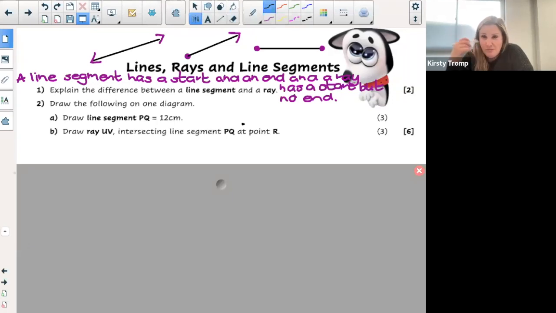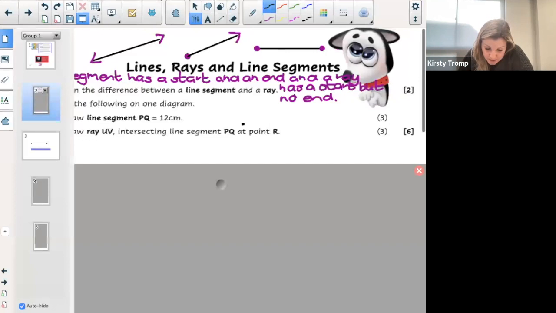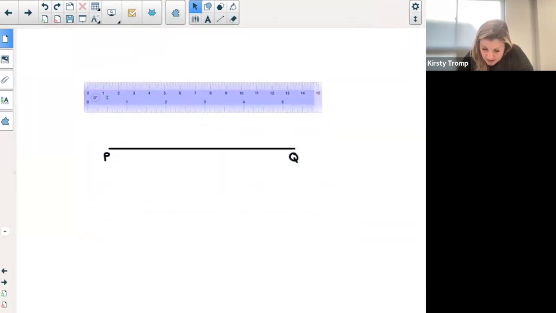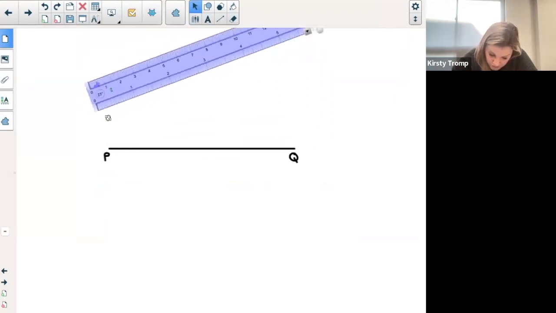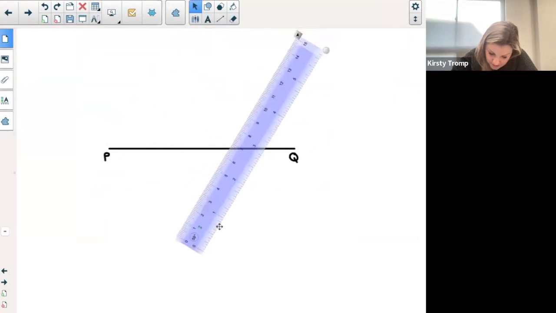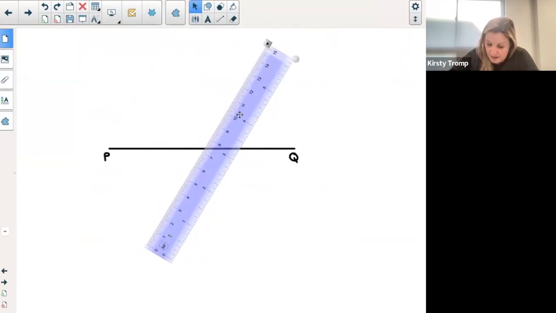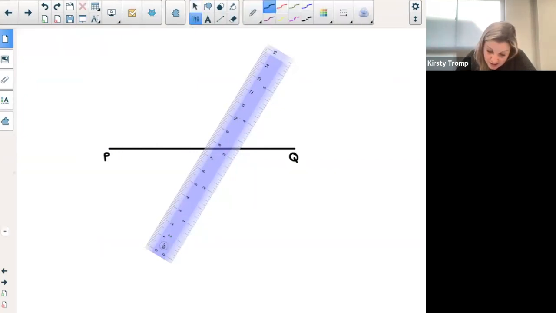So draw a line that intersects line segment PQ at point R. Again, if we're drawing, we want to take our ruler. I'm going to move my ruler a little bit, so it's kind of like that. I'm going to put it in a different color for you guys so you can see it nicely, but you're going to do it in pencil.